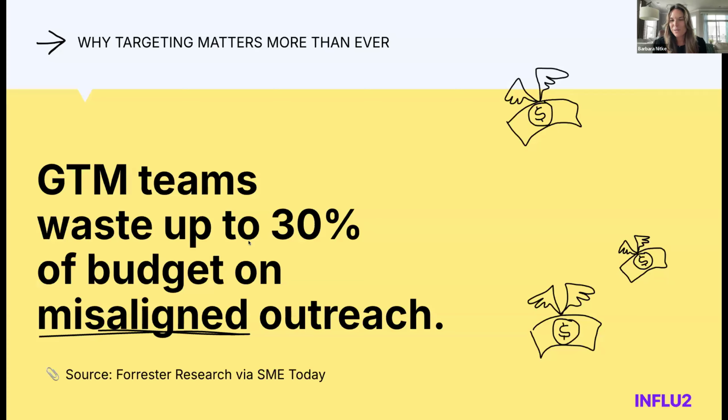So, why are we doing this, right? I think this is always the question we ask ourselves. As marketers, it's so essential as we are building out campaigns that we're making sure that we're hitting the right people at the right moment. A recent Forrester survey found that GTM teams waste up to 30% of their budget on misaligned outreach, which is what we really want to work with you on solving today.